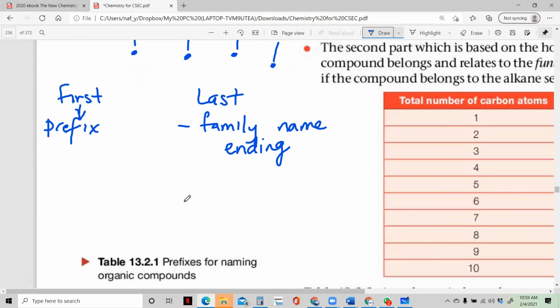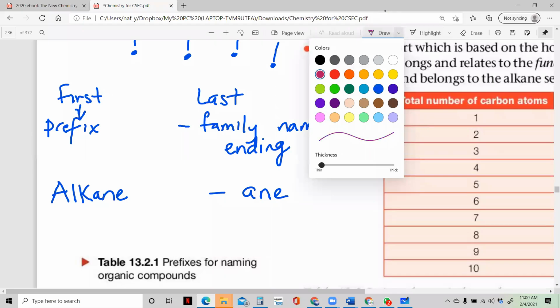So for example, we're going to learn about the big family group called alkanes. All right, so the family name ending for any alkane is ANE. So what you're gonna find out, just like how you can say, okay, Browns. So in the Brown family, everybody's last name is Brown. In the alkane family, everybody's last name is ANE. What is your first name? If I only have one carbon atom, then I'm going to put the prefix. And the prefix is METH.